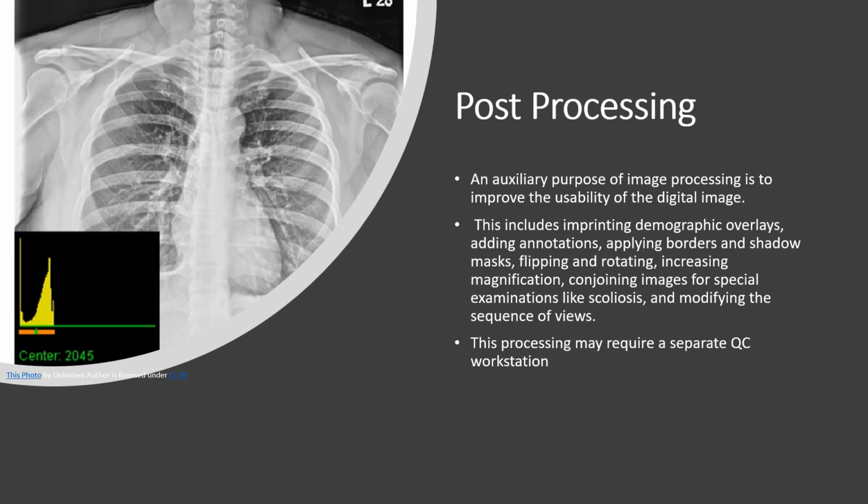Let's discuss post-processing. Post-processing is an auxiliary purpose of image processing, and it is to improve the usability of the digital image. This includes imprinting demographic overlays, adding annotations, applying borders and shadow masks, flipping and rotating the image, increasing or decreasing magnification, and stitching or co-joining images for special examinations. This process may require a separate workstation.